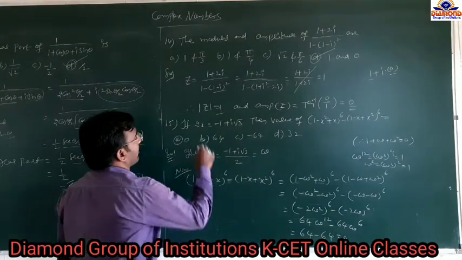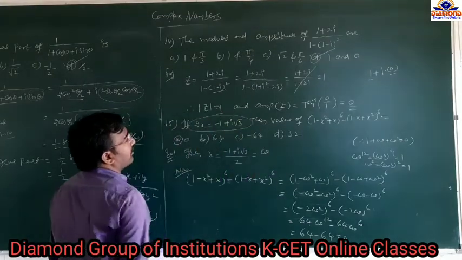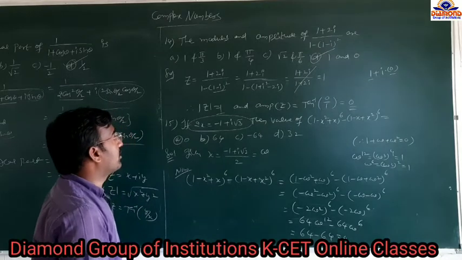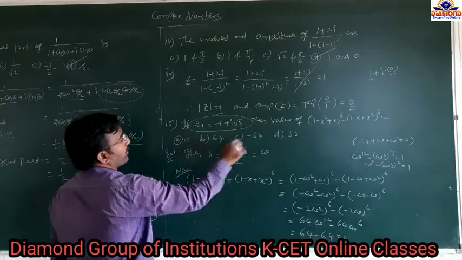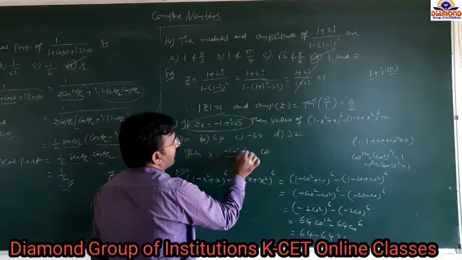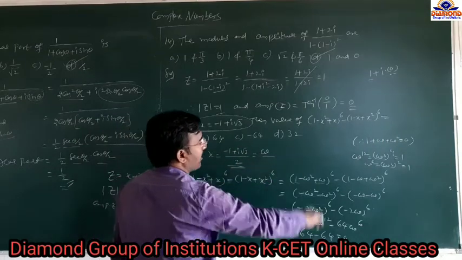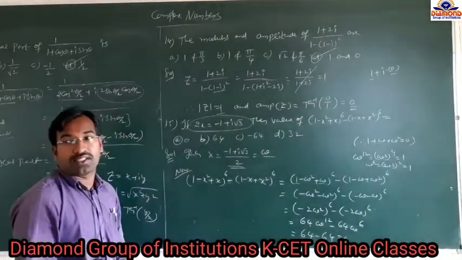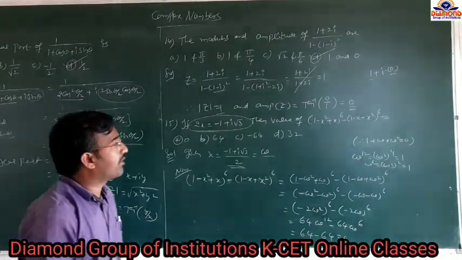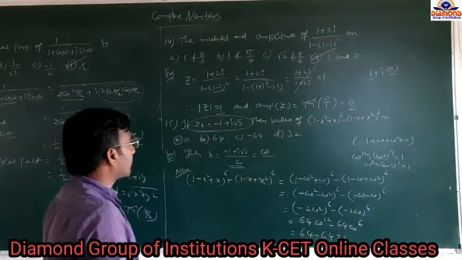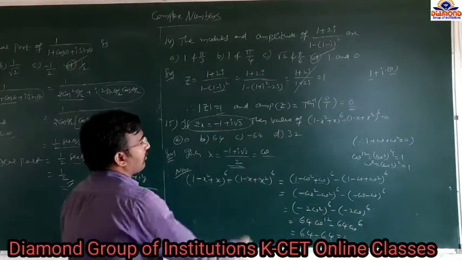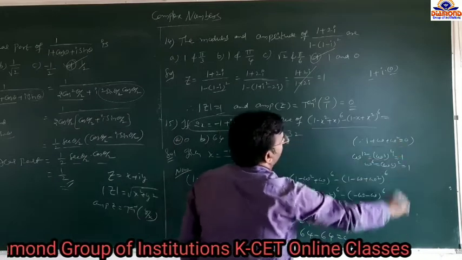So actually what is given? 2x equal to given, minus 1 plus i root 3. So what about x value? 2 bring this side. x equal to (minus 1 plus i root 3) by 2. This indicates omega value. So x equal to omega. So that means omega is the root of the given equation. So what you have to calculate? This one you have to calculate.